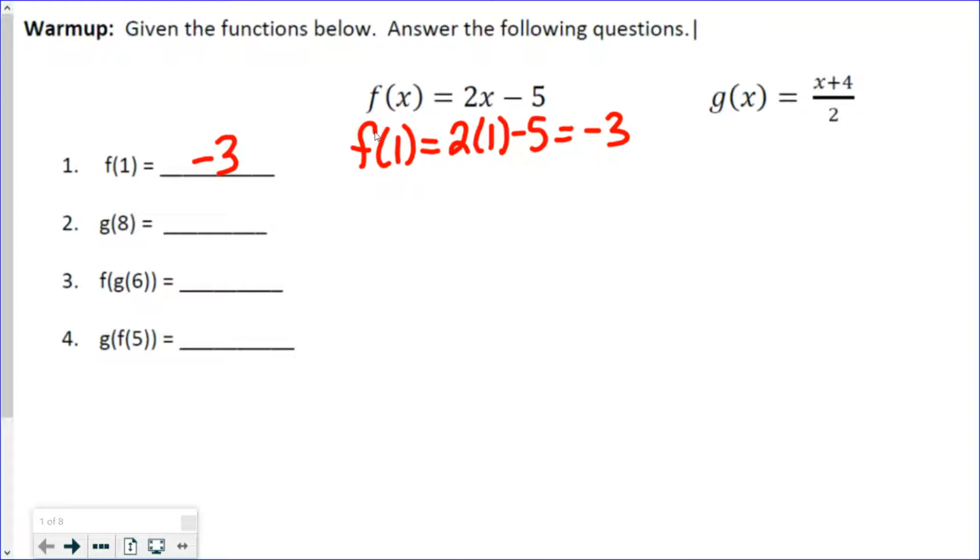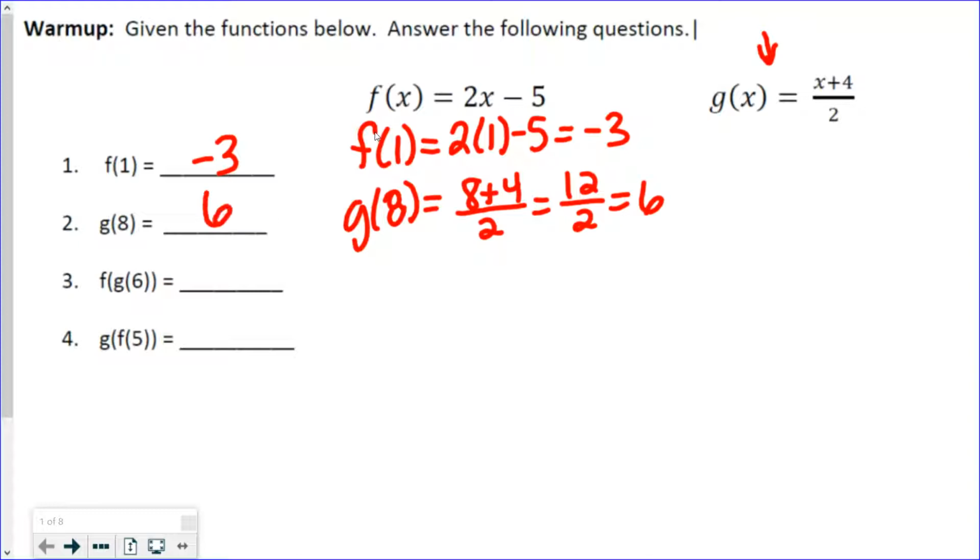And then we want to find g of 8. Which means now we're using this function over here. Everywhere I see an x over here, I'm going to put an 8. So I've got 8 plus 4 divided by 2. 12 divided by 2 is 6.